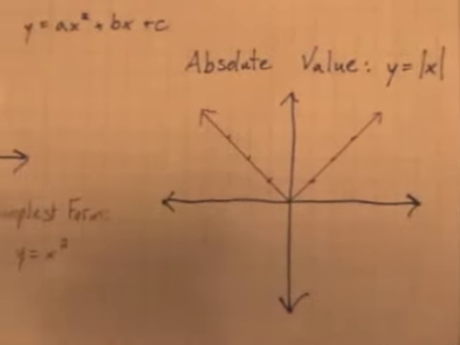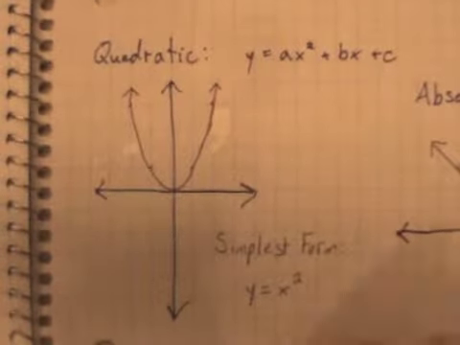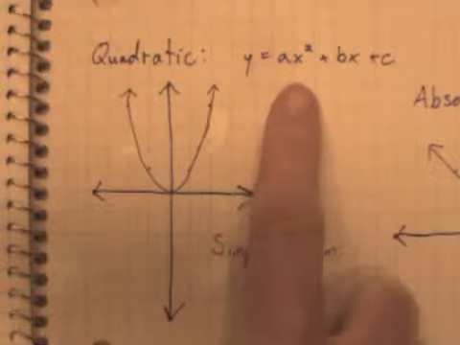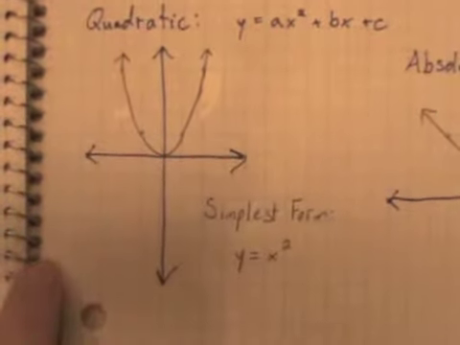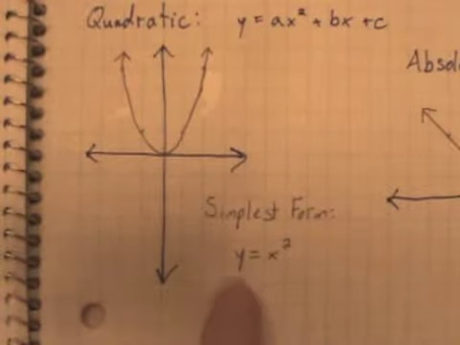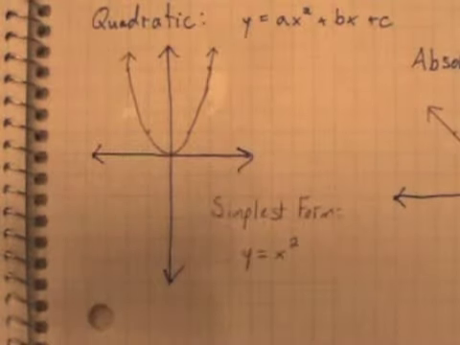Now we are focusing on the quadratic function. Here's your formula again, which you're going to memorize, right? y equals ax squared plus bx plus c. And this is the simplest form of a parabola. When you have y equals x squared, that's what it looks like.